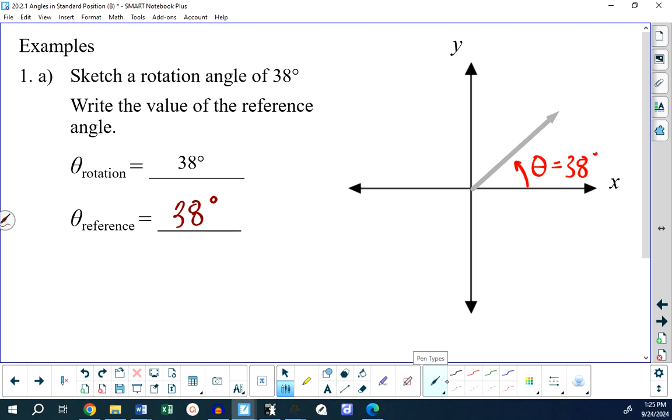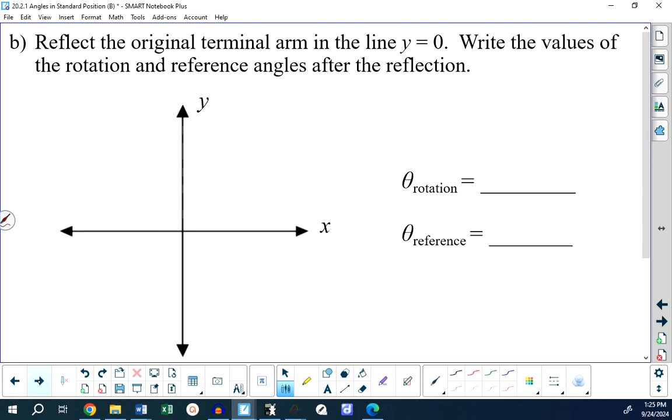So that's it. A is pretty straightforward. B says reflect the original terminal line in the line y equals 0. So just a second here. What does that mean?